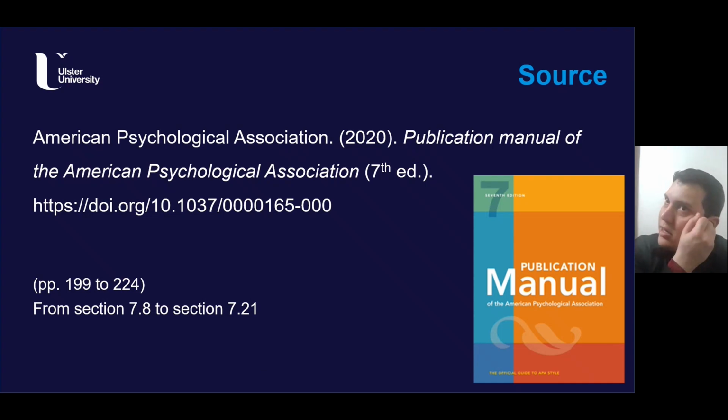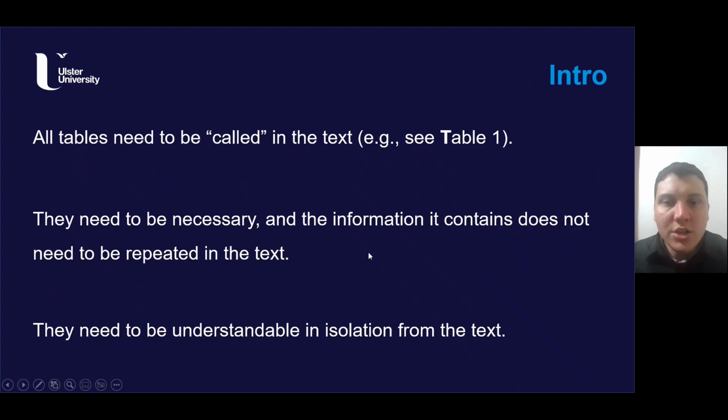Within this edition, there is a chapter 7. Chapter 7 is about tables and figures. The sections specifically about tables are from 7.8 to 7.21. They are located between pages 199 and 224. Just a general introduction before we talk about editing tables.